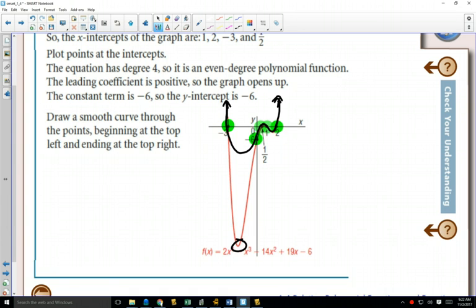Okay, so I do want you to try these. Try 7 and 13 where you factor to solve.